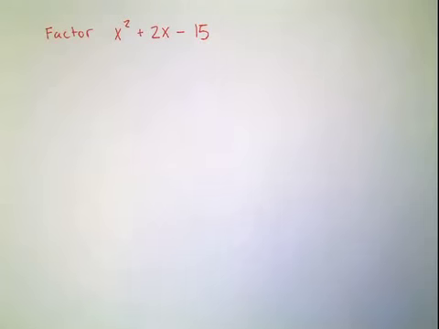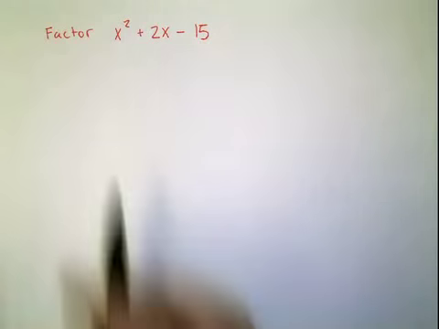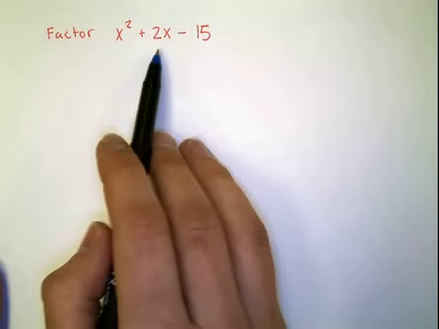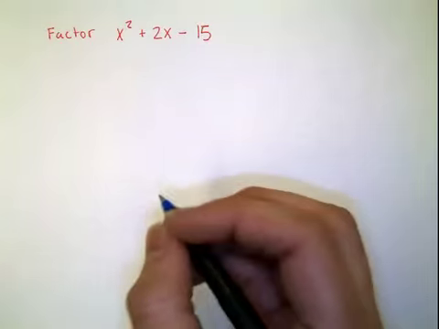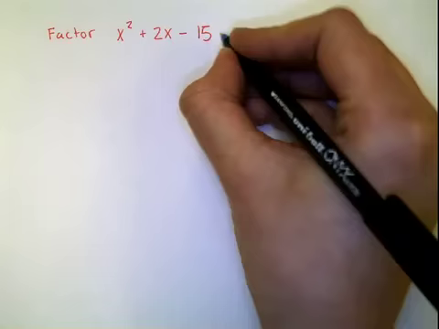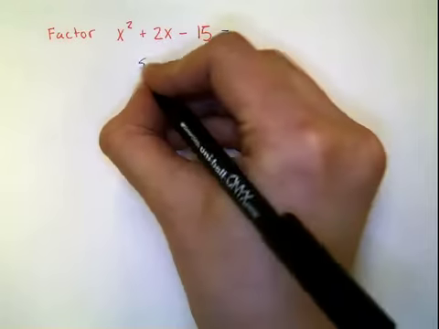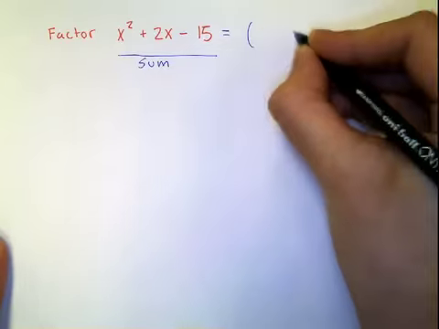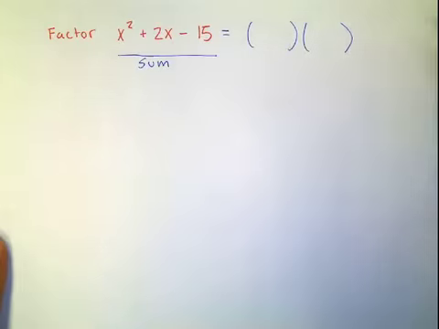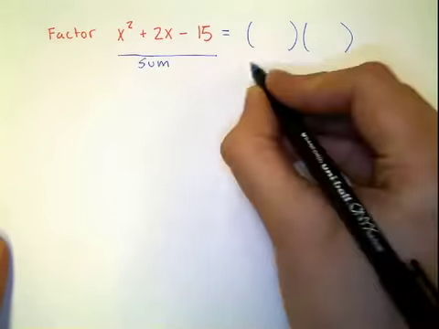Alright, here's another video on factoring, and we are going to factor x squared plus 2x minus 15. And remember what factoring means. It means take this whole entire thing, we call it a sum because it's a bunch of things being added together, and turn it into two quantities being multiplied, which we call a product.